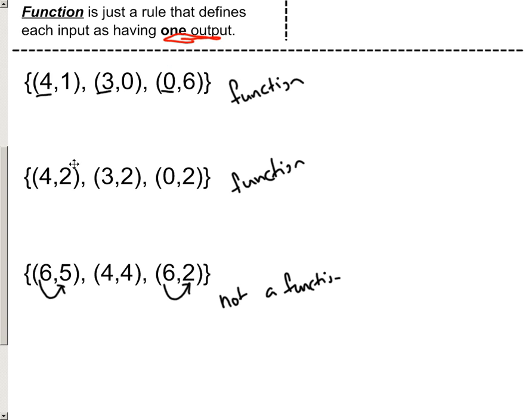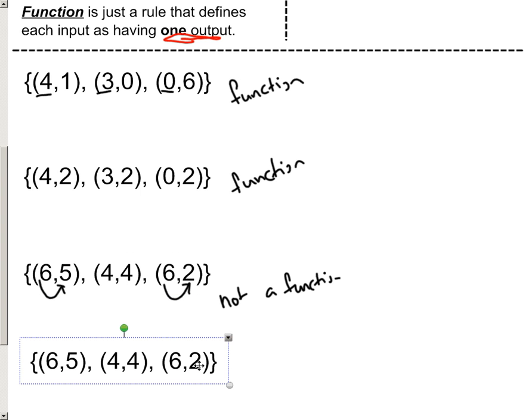And then we do need to take a look at this situation right here. All we're going to do is change this 2 to a 5, because we're going to ask ourselves, did any of our inputs repeat? Well, yeah, the 6's did. This got me a 6, 5, and this got me a 6, 5. Well, it's okay for my inputs to repeat as long as it gets me the same output each time.